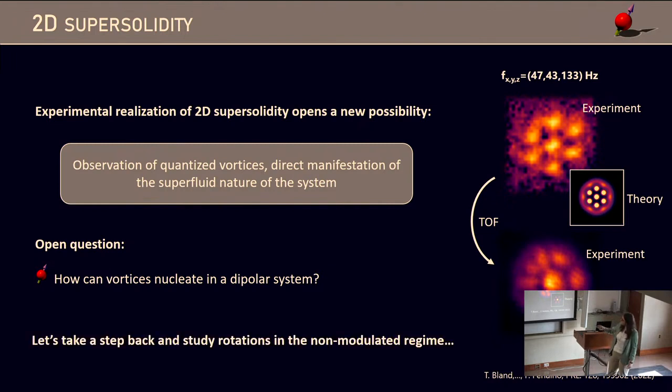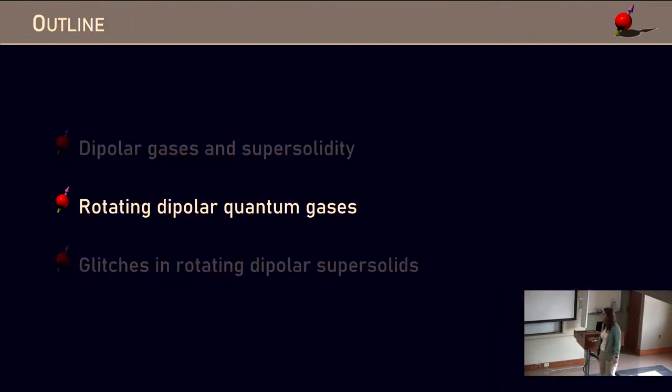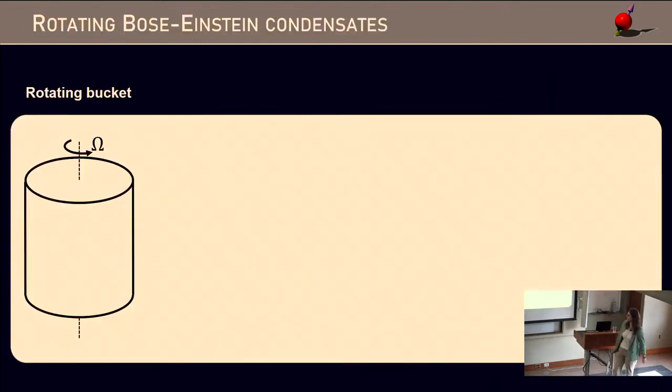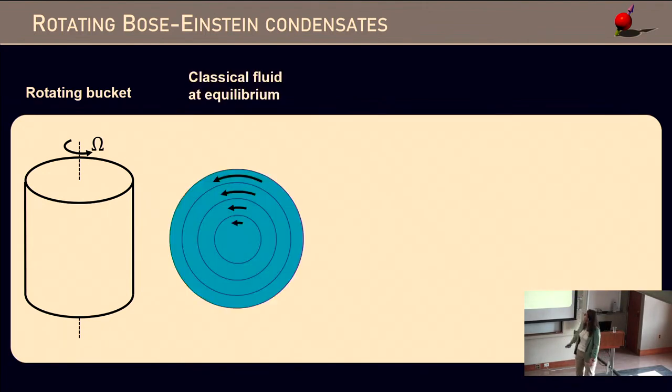And so to try to answer this question, we decided to take a step back and study rotations first in the non-modulated regime. So this opens the second part of my talk, in which I will introduce how we can actually rotate this kind of system. If we have a bucket that is rotating with a certain angular frequency omega, and we put a normal fluid inside of it, at equilibrium, this fluid will just rotate together with the bucket.